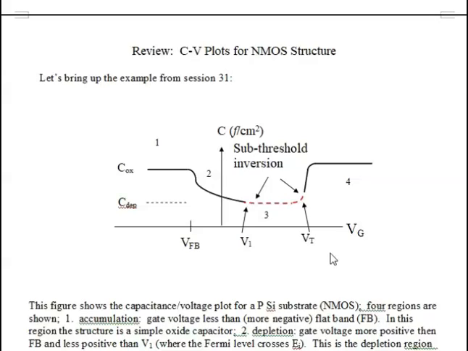Okay, so let's start off with a review of the CV plot for NMOS, and here it sits. This is from Chapter 31. There are 4 regions labeled 1, 2, 3, and 4. Accumulation, depletion, weak inversion, and strong inversion. And this almost looks completely symmetric, but not quite.